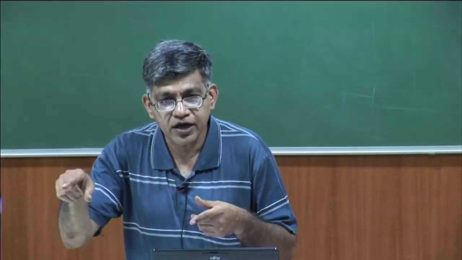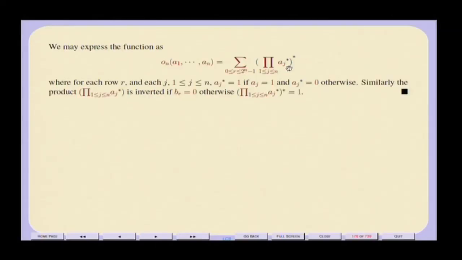So, it is just a product of those. So, I am calling it aj star. The star indicates that if aj in that row is 1, then you keep it as is. If aj in that row is 0, then basically you are looking at aj bar.